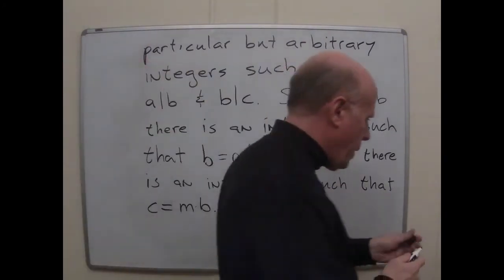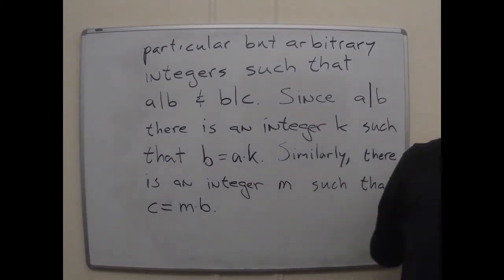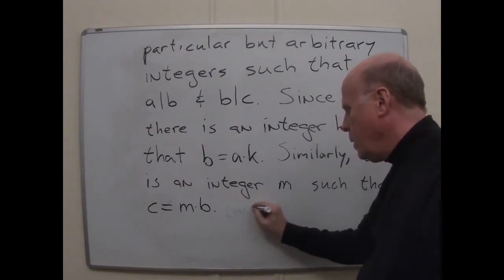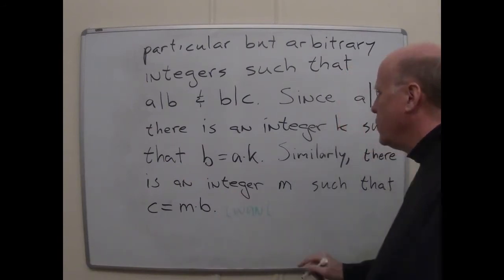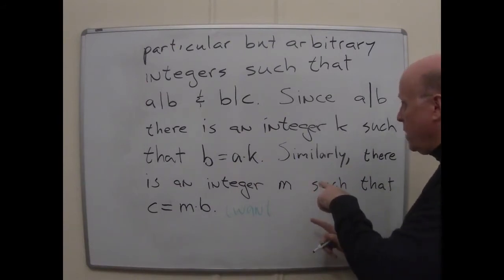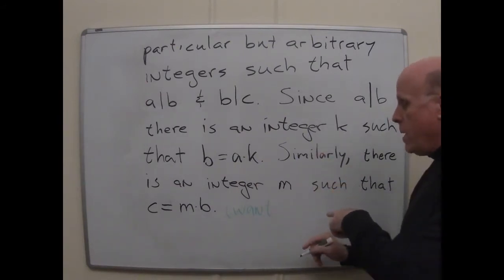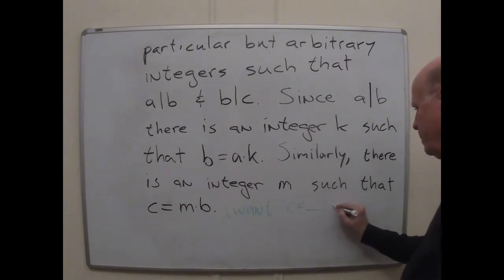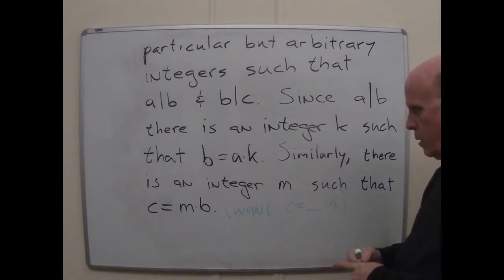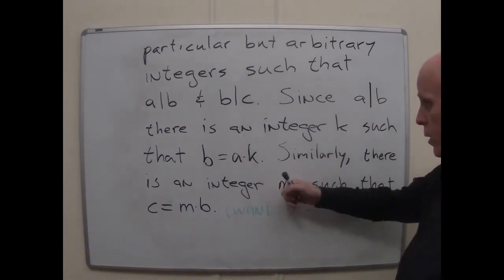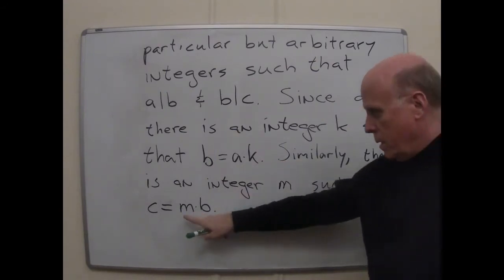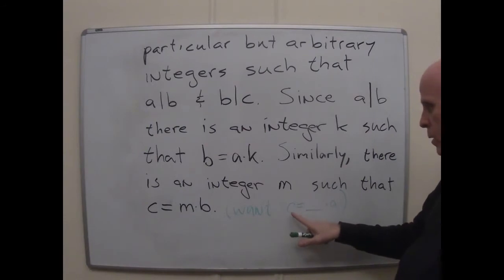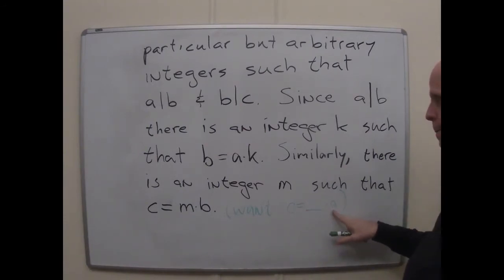Let me just make a parenthetical remark, this is not part of the proof, but think about where we're heading. We want to finally get to the thing that says A divides into C, right? And so we want C to equal something times A. So now you got to just kind of stare at the things we know, B equals A times K, and C equals M times B, and figure out how can you rearrange them so that it ends up looking like C equals something times A.